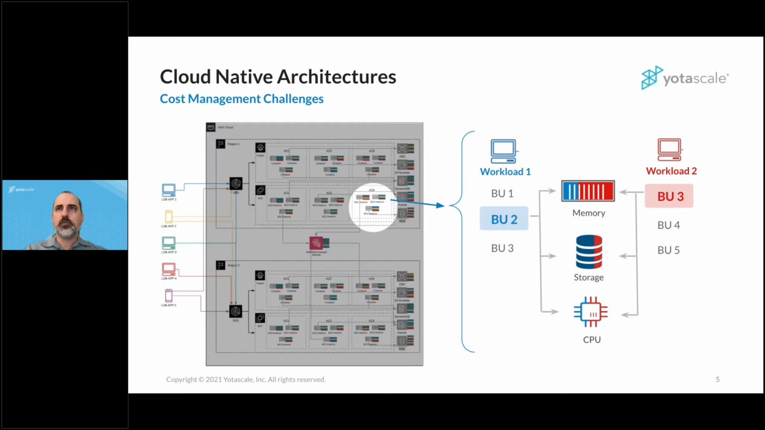This kind of gives you an example of one of the challenges here. So when we're looking at, what's being represented here? Why is this a challenge? So let's say you have two workloads. You have workload 1 is the blue one, workload 2 is the blue one.